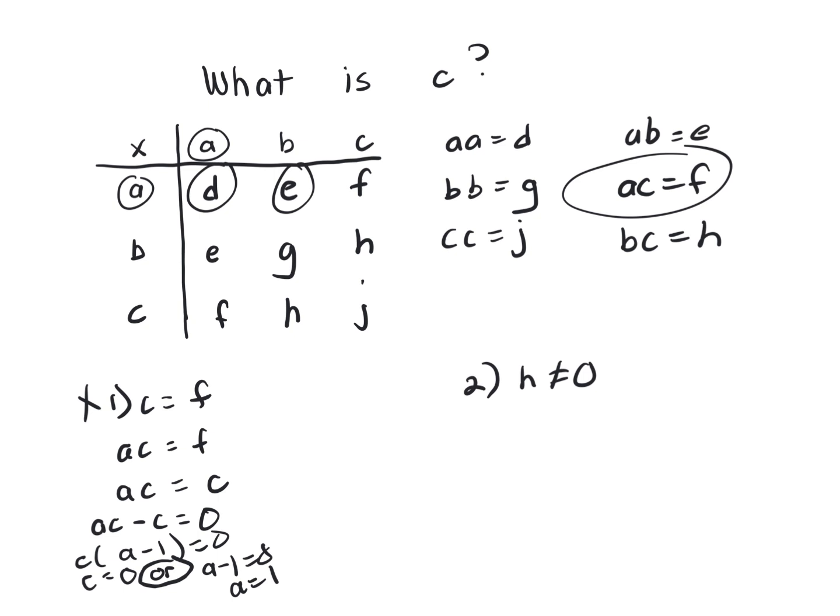Now if you look at clue 2, H is not equal to 0. Well, BC equals H. So we know BC is not equal to 0. All right, so that could be an infinite number of things. So we don't know what C is.